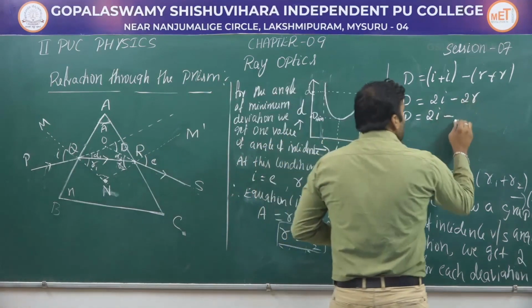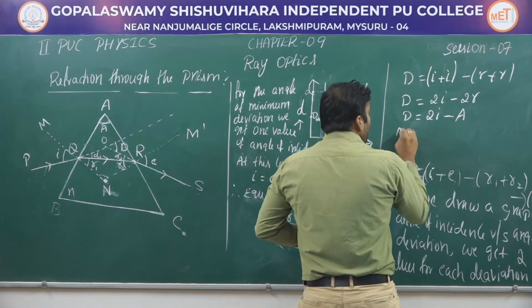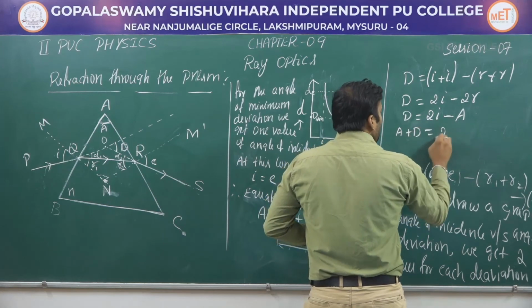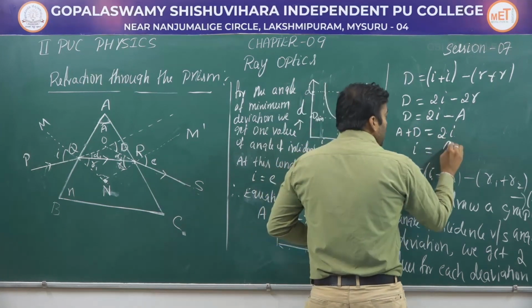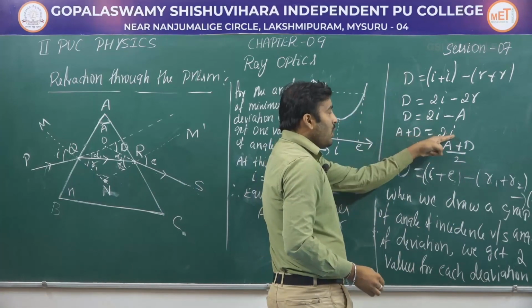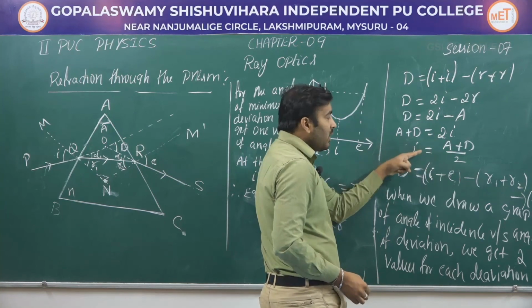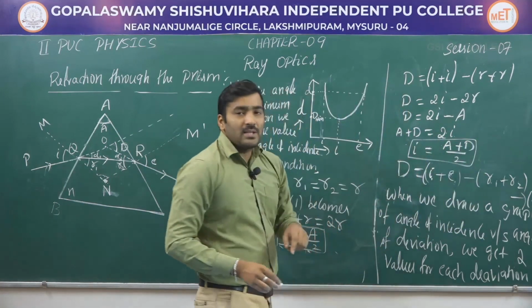So if I substitute this 2r by A, and take A to this side, we get A plus D is equal to 2I, or if I want the equation for I, I will be equal to A plus D by 2, correct? When I take the 2 to the denominator, we get I is equal to A plus D by 2.